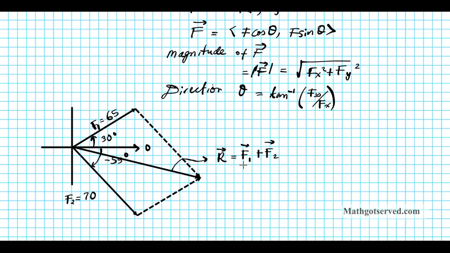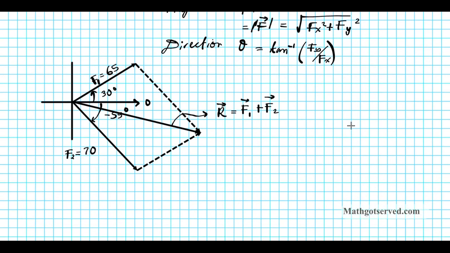65 cosine 30 degrees for the x component, and 65 sine 30 degrees for the y component. And then F2 is equal to 70 cosine negative 55 for the x component, and 70 sine negative 55 for the y component. Alright, so let's write this in decimal form so it's easy for us to find the sum. Let's use our calculators to find out what these are.